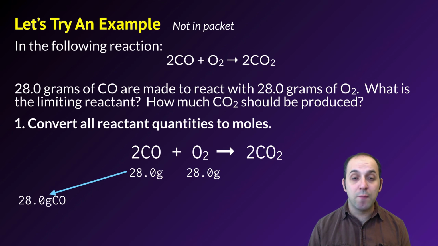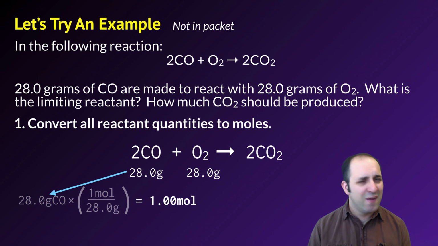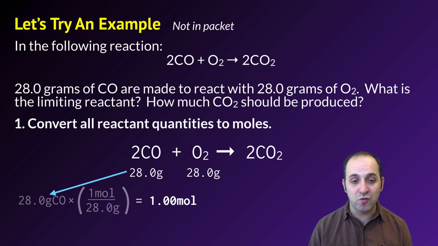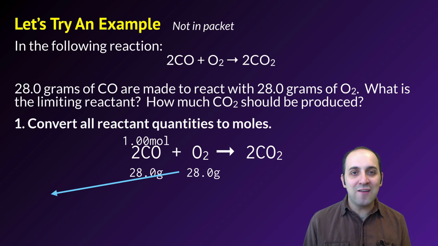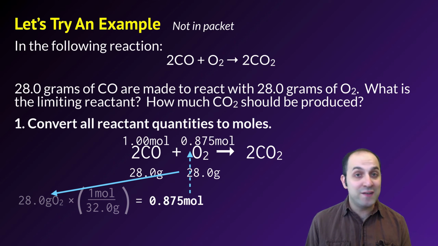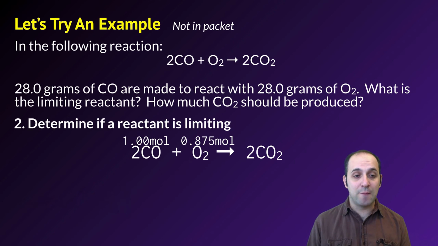28.0 grams of carbon monoxide is equal to 1 mole of carbon monoxide. If you have questions about how I did that, you definitely want to go back to conversions or maybe even our most recent lesson on reaction stoichiometry. 28.0 grams of oxygen is equal to 0.875 moles. So we've got different numbers of moles of each of these substances. Now that that's done, we can move to step 2.